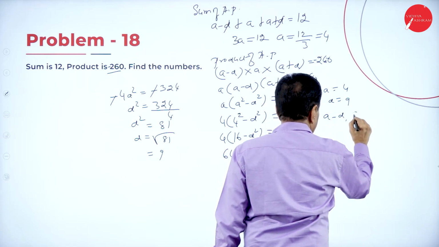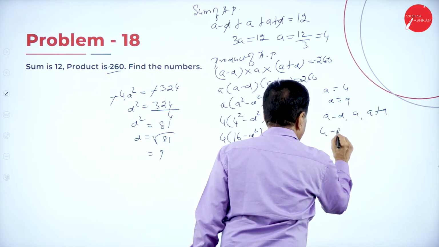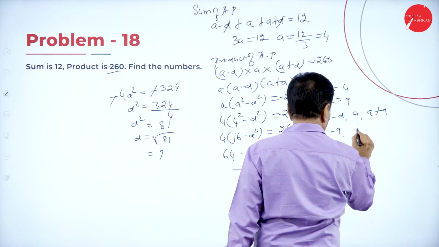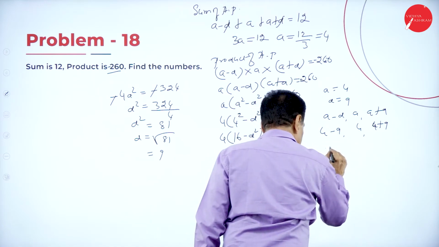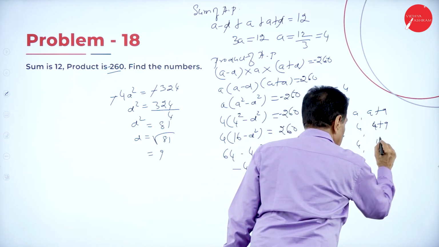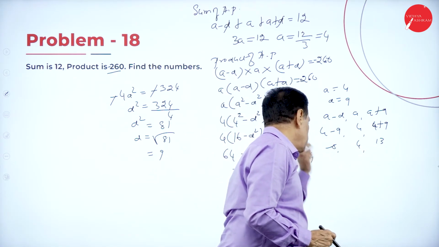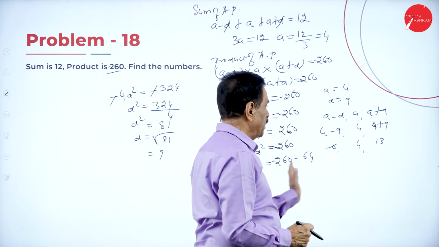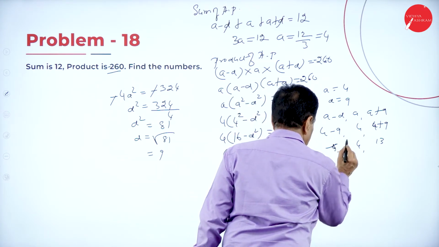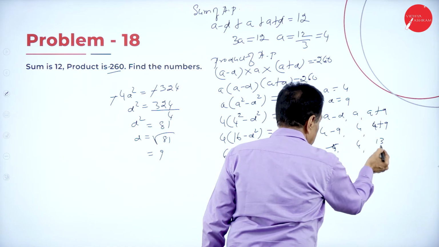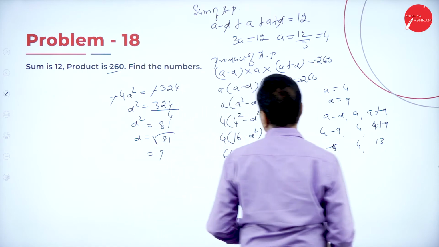A minus D, A plus D. 4 minus 9, A is 4, A plus D is 4 plus 9, that is 13. 4 minus 9 is minus 5. 13 minus 9 is 4. So the minus figure is given, that's why it comes in the series.